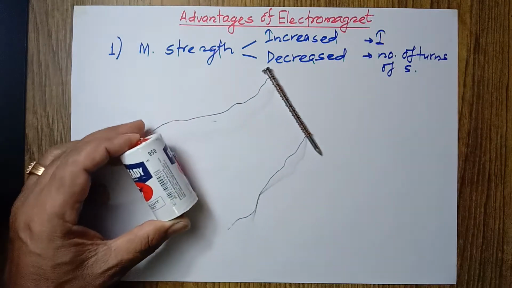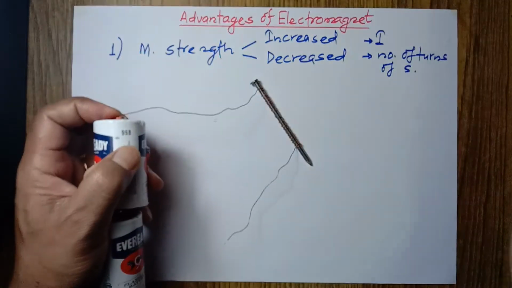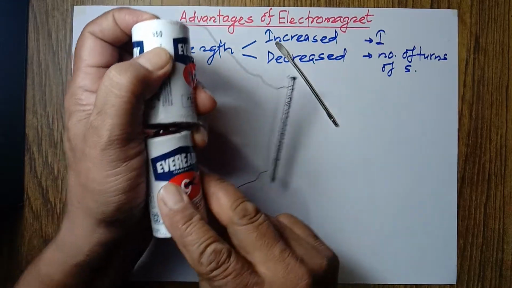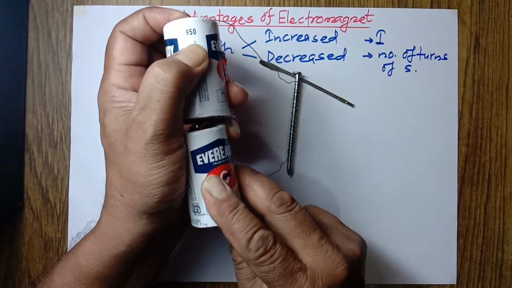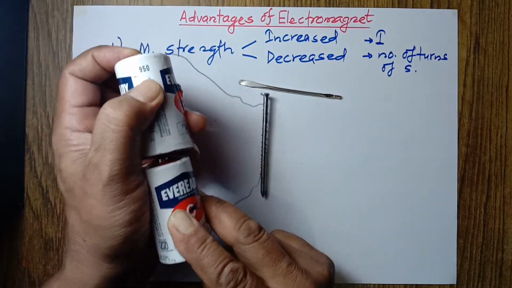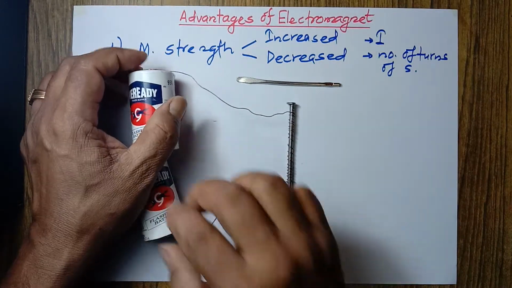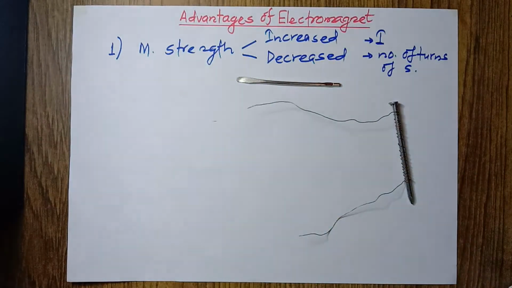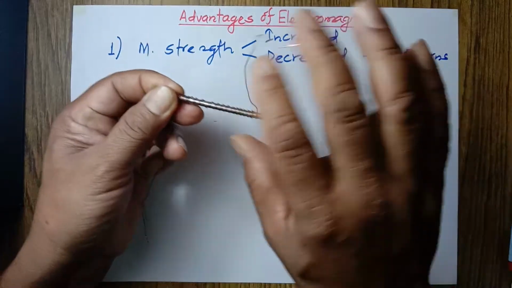How? Look at this. If I use two cells, magnetic strength becomes more. Now the same magnet will be able to pick up a heavy load also, heavy metal also, like this. It's attracting the heavy metal also. This way, magnetic strength can be increased by increasing current. In the previous class also I told you about this. In the same way, we can increase the magnetic strength by increasing the number of turns of this solenoid.